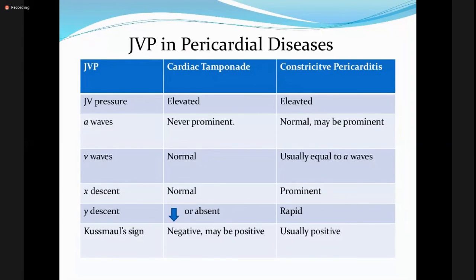This is a compilation of differences between cardiac tamponade and constrictive pericarditis. In both cases JVP is elevated. A wave is never prominent in case of cardiac tamponade, but it is normal or maybe prominent. V wave is normal. Constrictive pericarditis usually has equal A and V waves. X descent is normal; in constrictive pericarditis it is prominent. Y descent is absent or abolished in tamponade, and in constrictive pericarditis it is rapid. Kussmaul sign is negative in tamponade and in constrictive pericarditis it is usually positive.